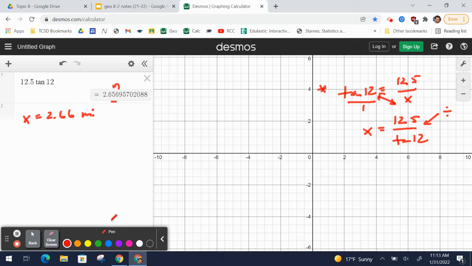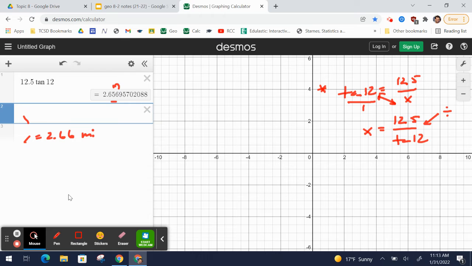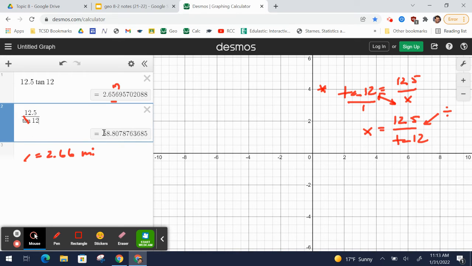Okay, so let me show you what you would type in. So over here, you would just type in 12.5 divided by tangent of 12. And again, hopefully you can see through that, and that will give you a way different answer. Okay? But sometimes you have to divide. So be aware of that. Hopefully that makes sense.